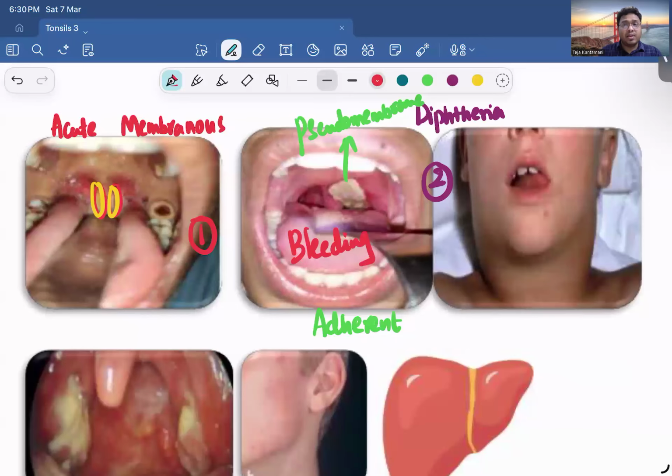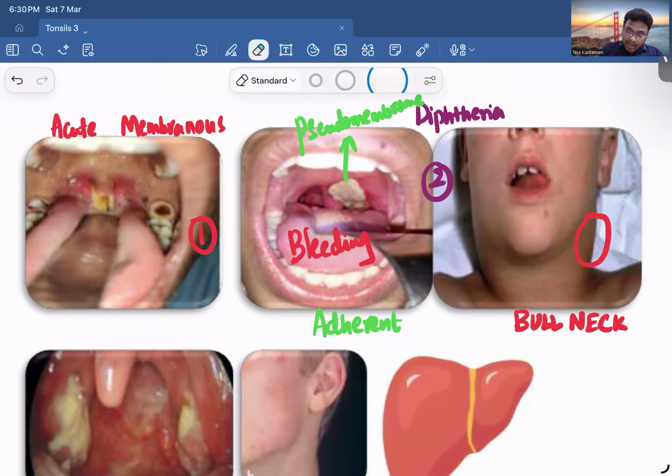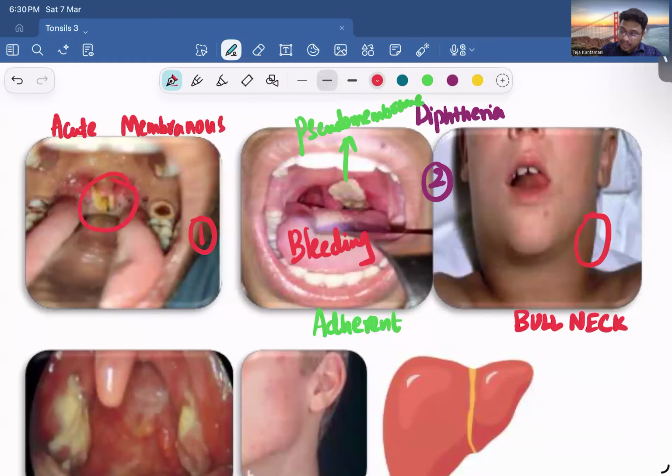So in this second scenario, if you note down, they have given one neck node picture. This picture of neck node enlargement is known as bull neck lymphadenopathy. So the first picture, pseudomembrane. Second picture, bull neck lymphadenopathy. It is due to diphtheria. Diphtheria is caused by Corynebacterium diphtheriae. The membrane is a pseudomembrane. Again, here also exudates form. But this membrane is not limited to the tonsil. Unlike your acute type, it extends onto the soft palate.